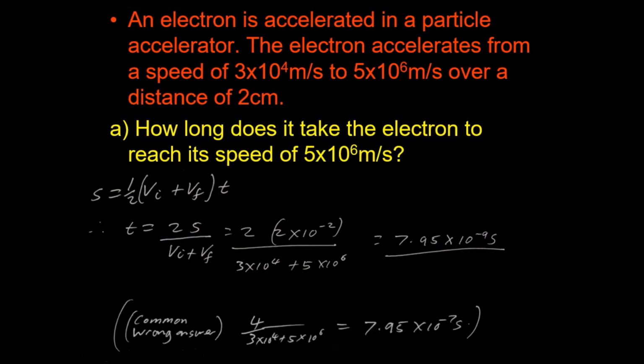The most common wrong answer here is people forgetting to convert the 2 centimeters into meters. The most common wrong answer gives us 4 over 3 times 10 to the 4 plus 5 times 10 to the 6, which gives us 7.95 times 10 to the minus 7 seconds. So out by a factor of 100. Please be careful not to make this kind of error. There's a reason I point it out, because people often do.